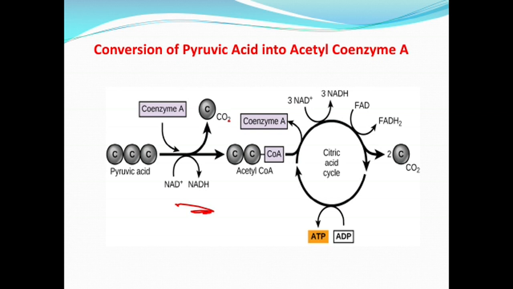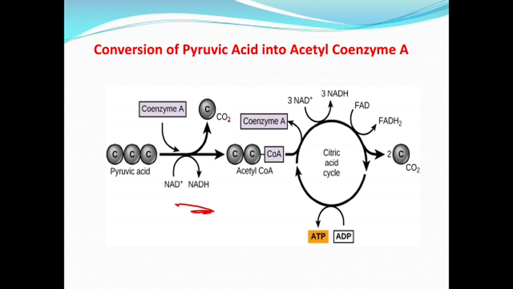So it is obvious that this pyruvic acid gets converted to acetyl CoA. But how many pyruvic acids are there? There are two. So one pyruvic acid will form one acetyl CoA, one NADH and one carbon dioxide. And the second molecule will again form acetyl CoA, NADH and carbon dioxide. That's why two molecules of acetyl CoA, NADH and carbon dioxide will form.